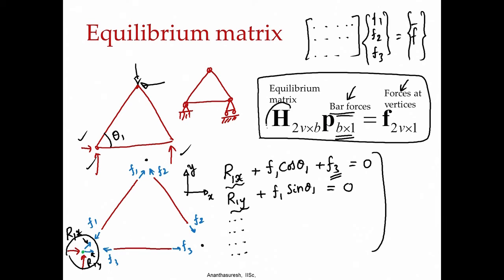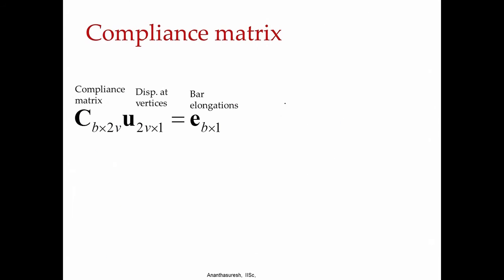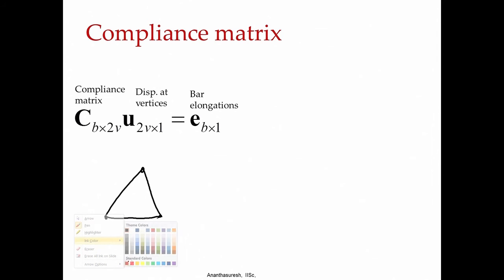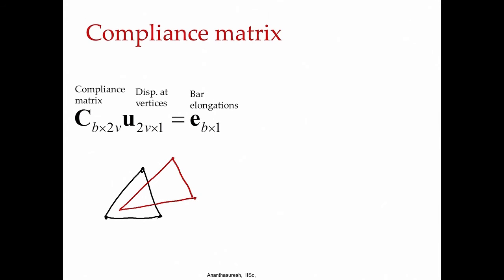This equilibrium matrix has significance in the sense that when it is not a full rank, it gives you certain things, as we will discuss later. Before we do that, let us go to something that takes care of displacements and elongations. Again, if I have this 3 bar thing, let us say I move them arbitrarily. So, this goes there, this goes here, this vertex goes there. So, it may become something like that. So, this bar has elongated, this bar has elongated, whereas this bar has contracted.